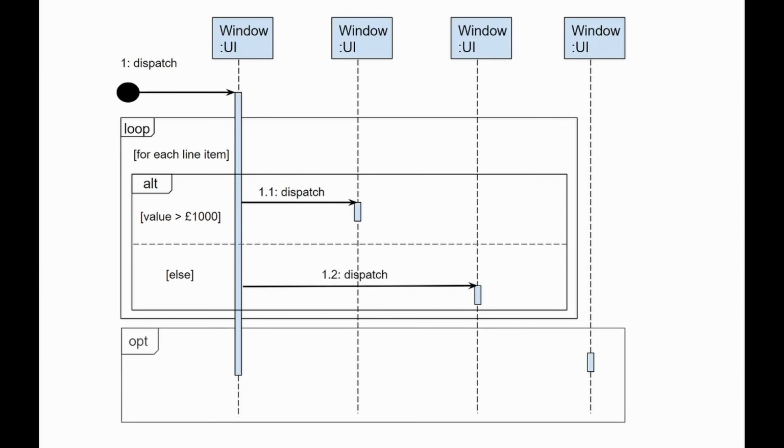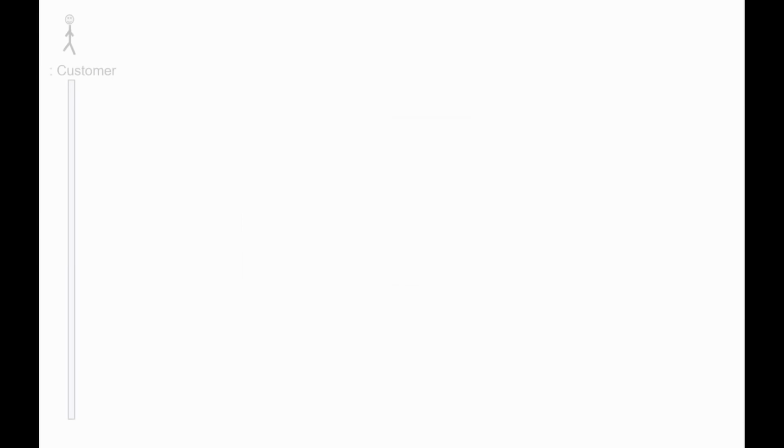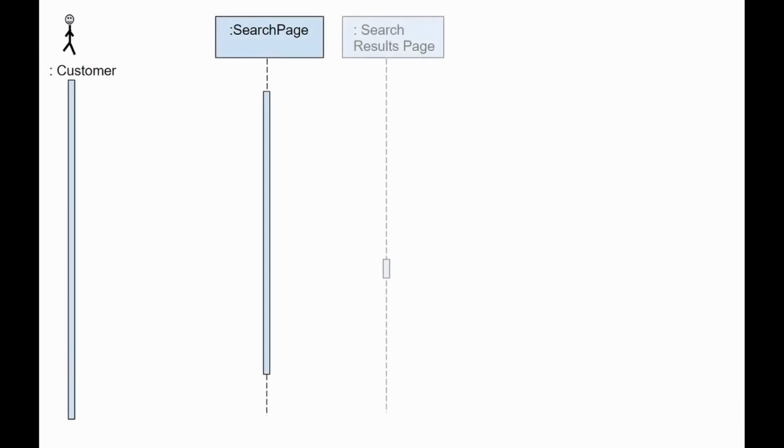A scenario is a thread that describes a sequence of events that occur during one particular execution of a system that is often represented by a sequence diagram. For example, in this sequence diagram, there are two scenarios, the main one and the alternative one.